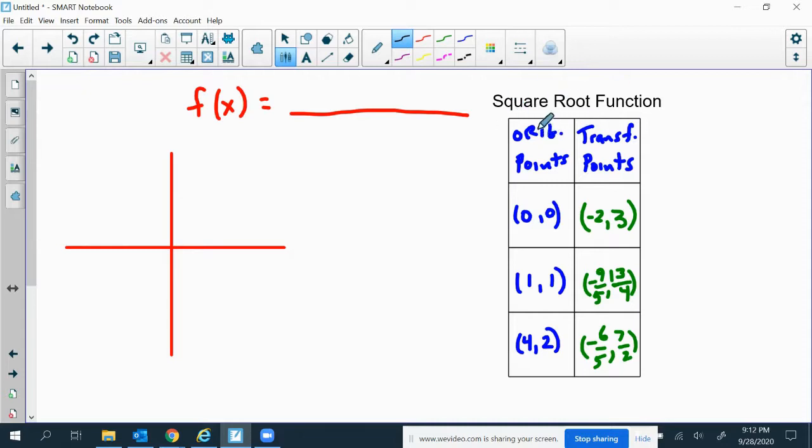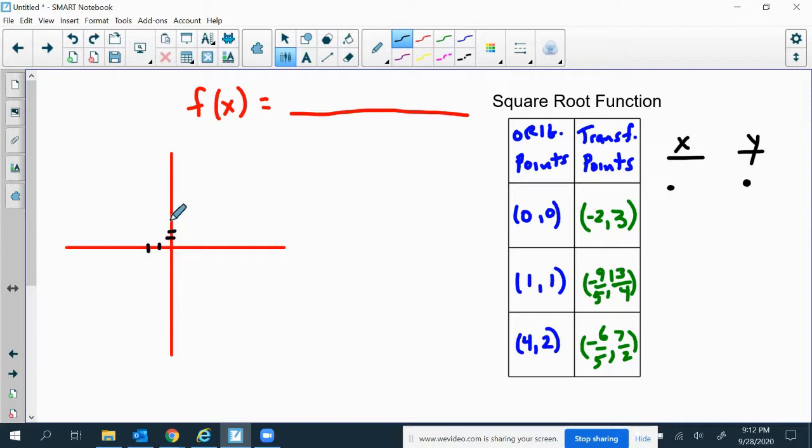Okay, now in this question, we have a square root function, and we're given the original major important points and then what they look like after they're transformed. So what we're going to do is take a look at how the x's and y's are moved, and then we will go from there. So what I'm going to do is look at what we multiply by first and then what we add, and then we will write the equation. But first it may help us to graph.